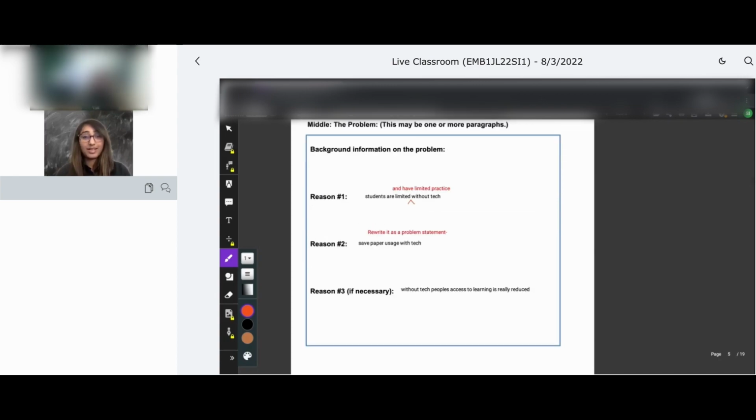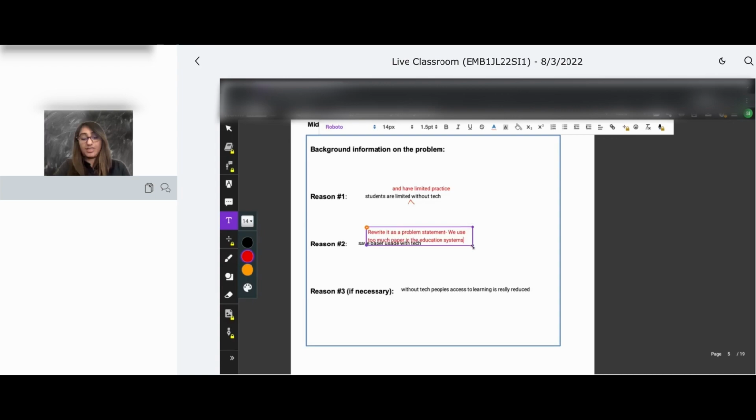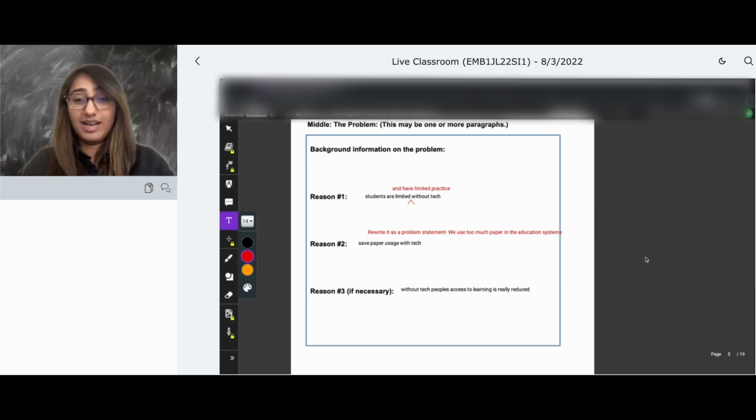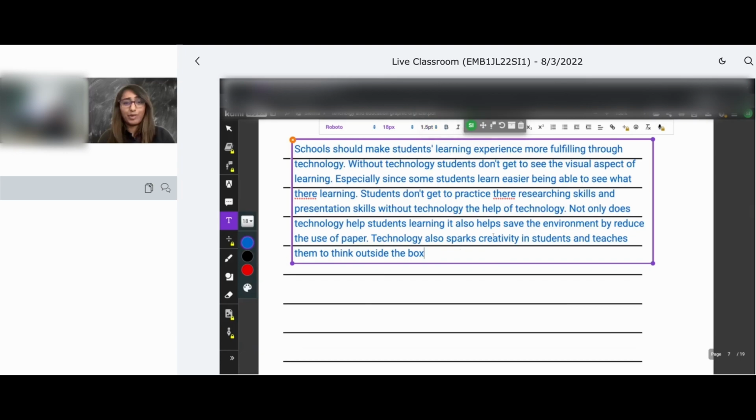Now, a couple of things here regarding the reasons for the problem, or reasons why it's a problem. We just need to rewrite reason number 2 as a problem statement. So how do you think we would do that? We use too much paper on a daily basis. Let's say in the education systems, because it's not just schools, it could also be colleges as well, and we're using a lot of paper. Sure. And explaining the solution, again, great job. You've given 4 separate solutions, so that's great. Okay. Yeah, well written. You've written a lot of problems here.